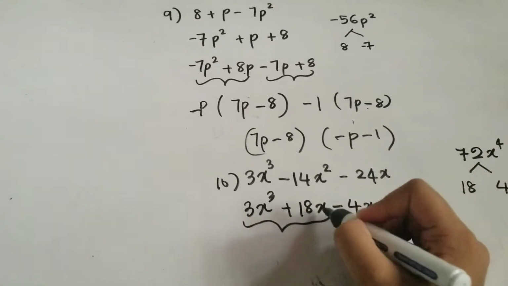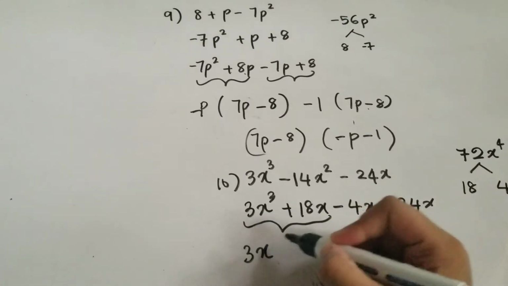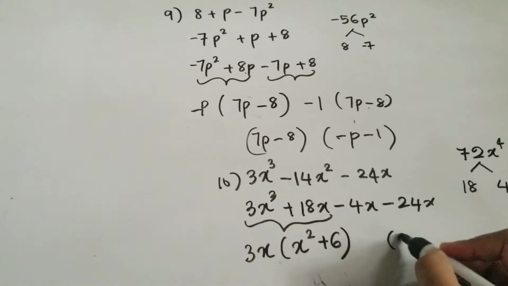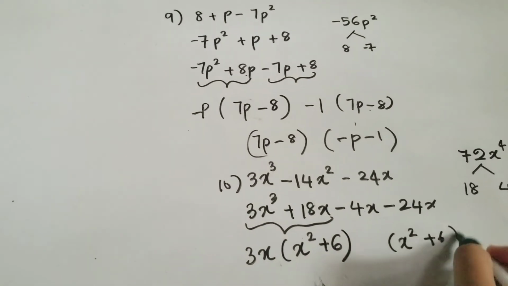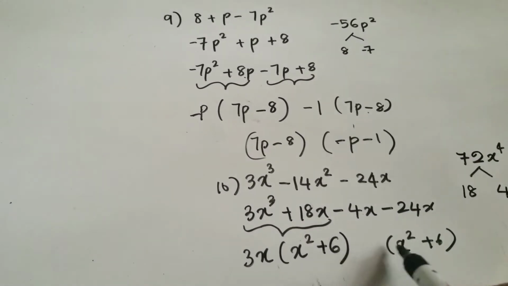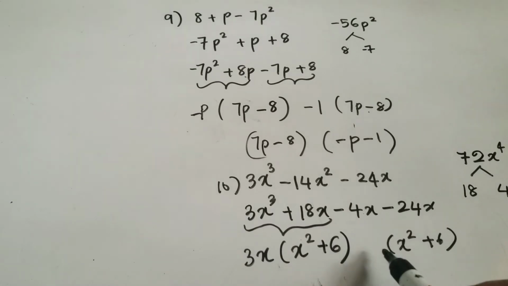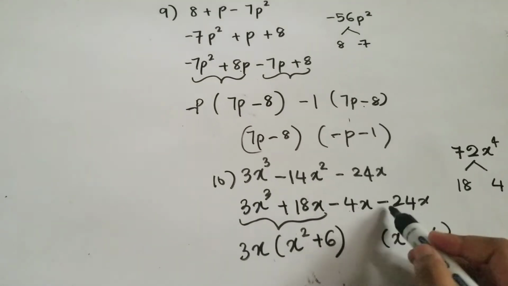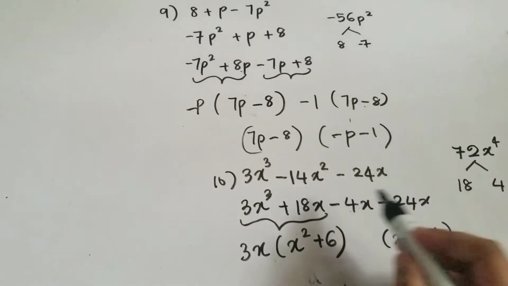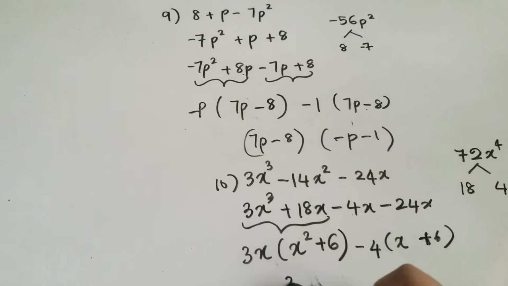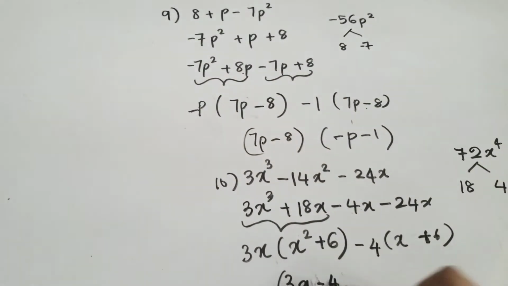Now we'll categorize this one. What is the common one? 3x is common. x to the power 2 plus 6. So if I write x to the power 2 plus 6 here, it's not possible. It's not possible for this case. What can we do then? Okay, then we can write negative 4x here, we need. Right, then we can write negative 4x. So factors, if we want to write, 3x minus 4, x squared plus 6.